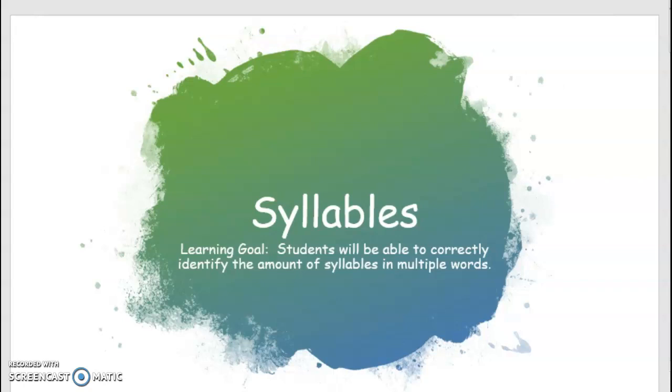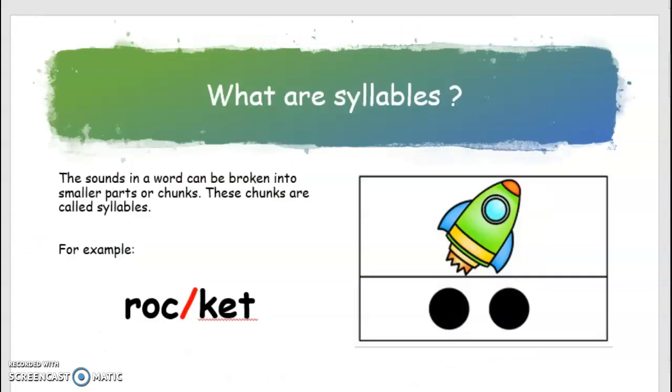The learning goal for this lesson is students will be able to correctly identify the amount of syllables in multiple words. So you may be thinking, what are syllables? The sounds in a word can be broken into smaller parts or chunks. These chunks are called syllables.